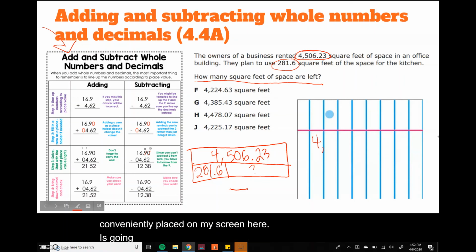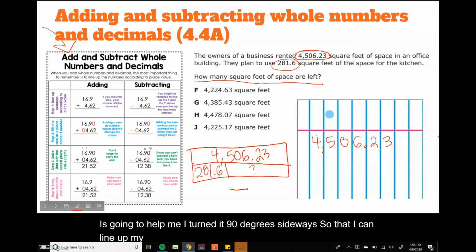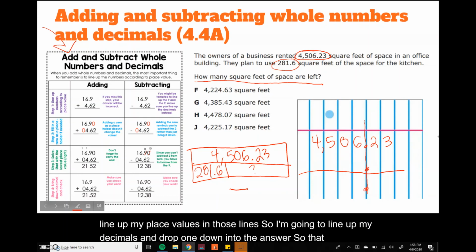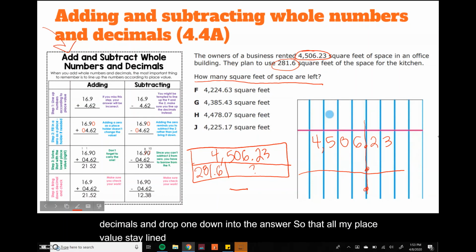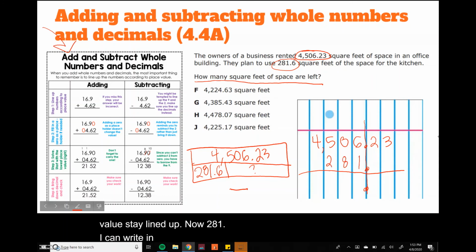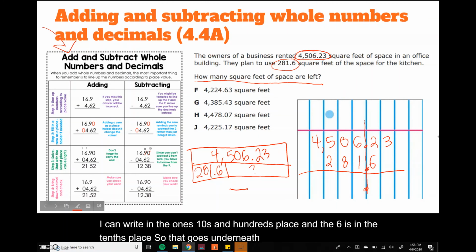I've turned it 90 degrees sideways so that I can line up my place values in those lines. So I'm going to line up my decimals and drop one down into the answer so that all my place values stay lined up. Now 281, I can write in the ones, tens, and hundreds place, and the 6 is in the tenths place. So that goes underneath 2/10 from my top number. So I can fill in a 0.